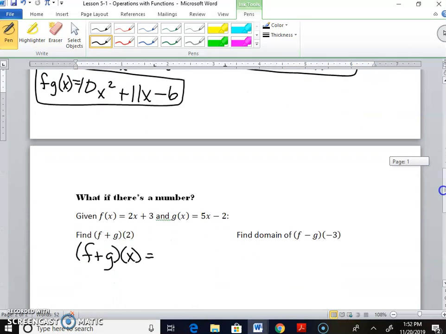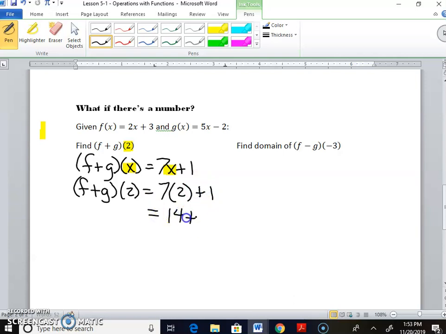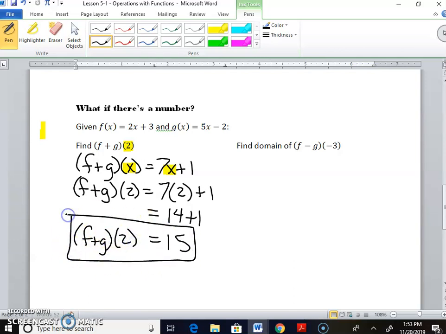Okay, so I'm going to scroll down here, and I know that f plus g of x equals 7x plus 1. But now there's a 2 in there. If there's a 2, all that means is I just need to put a 2 in there for my x. So this is going to become f plus g of 2, which makes this 7 times 2 plus 1. 7 times 2 is 14, plus 1. So I find that f plus g of 2 is 15. Okay?